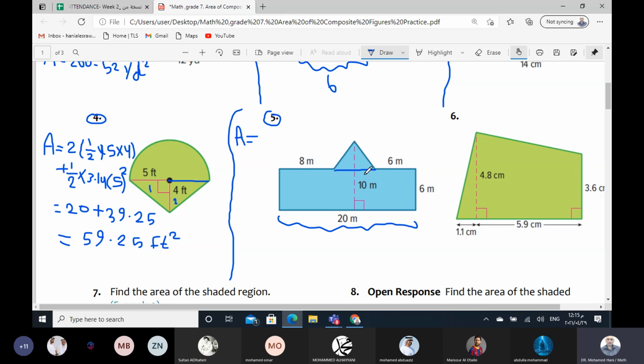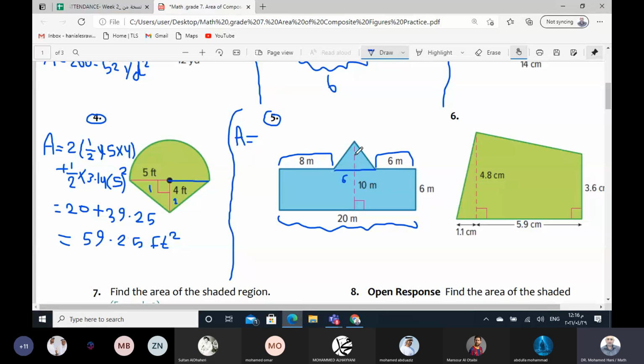In this side we have the part here 8. From here to here we have 8, and from here to here we have 6. 8 plus 6 will be 14. Subtract from 20 will be 6. So the base will be 6. The base of the triangle will be 6.